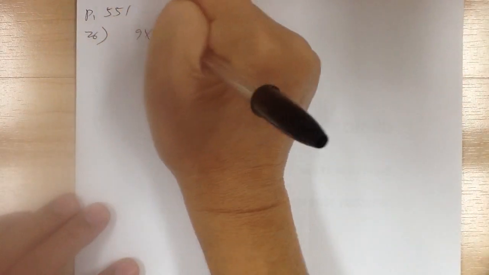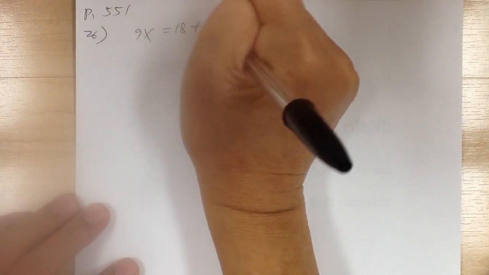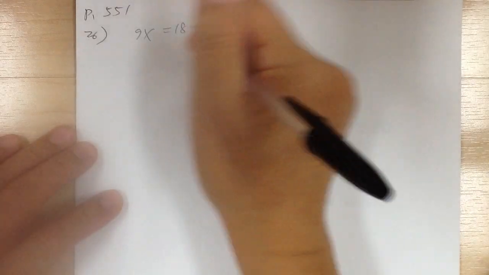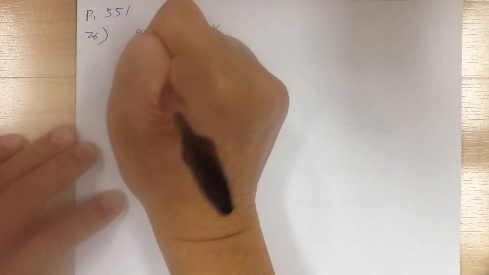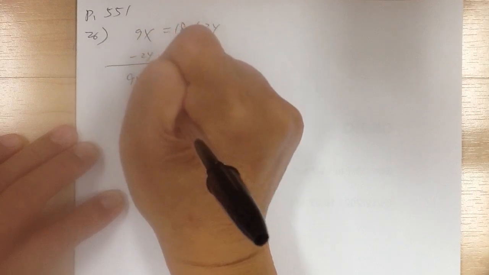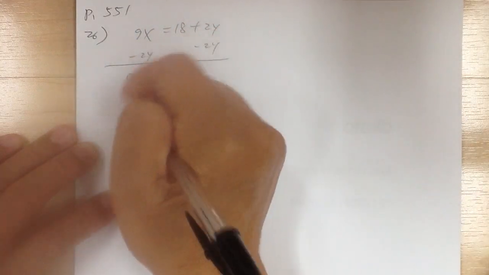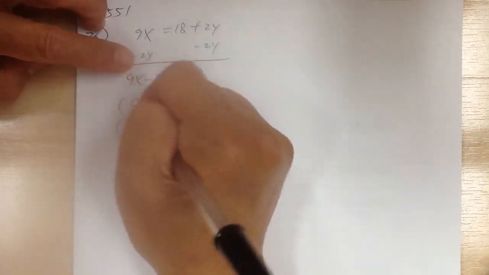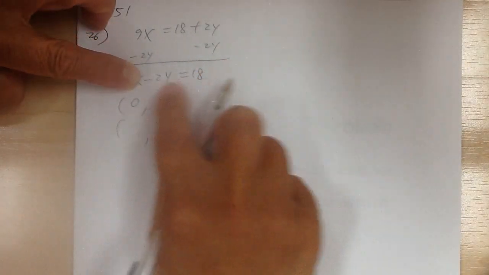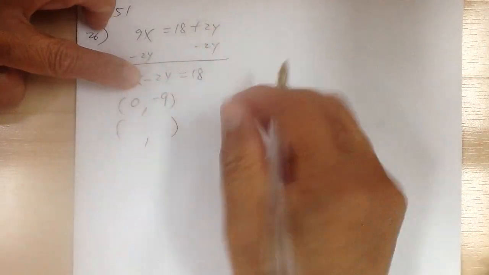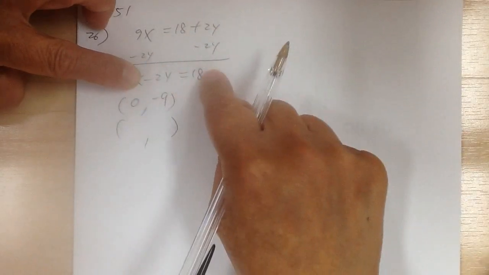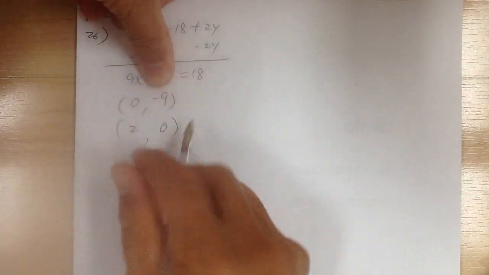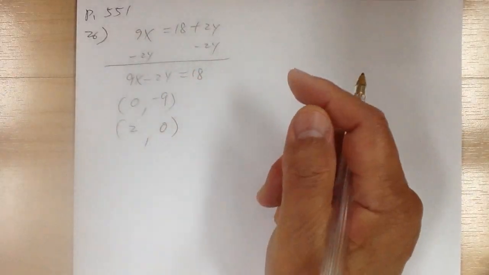Okay, you have 9x equal to 18 plus 2y. Again, this is not a nice form, so I'm going to move this over. So you got 9x minus 2y equal to 18. Okay, so get your intercepts. Let x equal to 0, and divide by -2, you get -9. And you can check, -2 times -9 gives you 18. Then you set y equal to 0, and x will equal 2. 9 times 2 gives you 18.